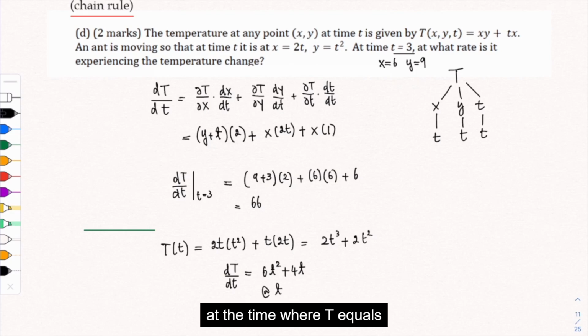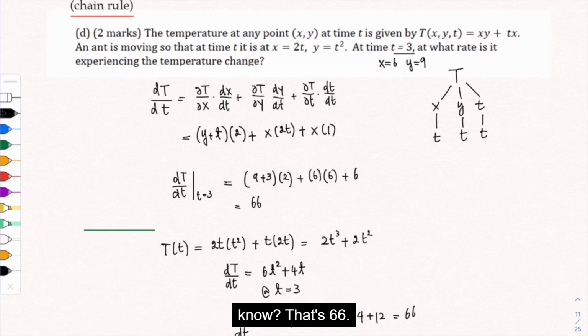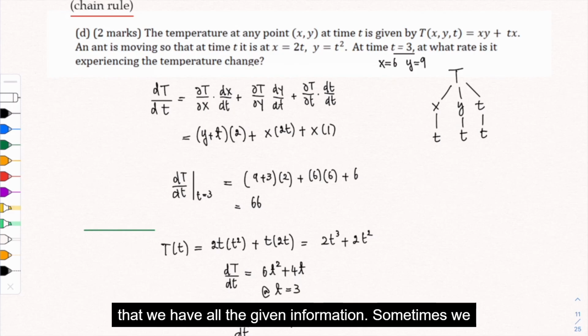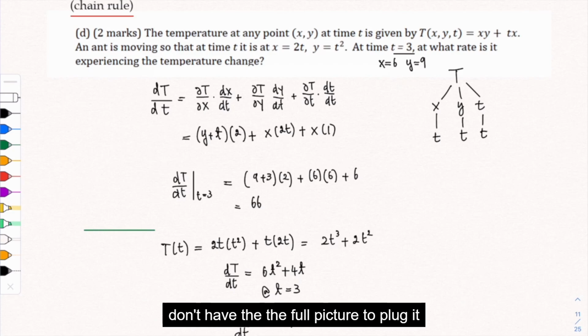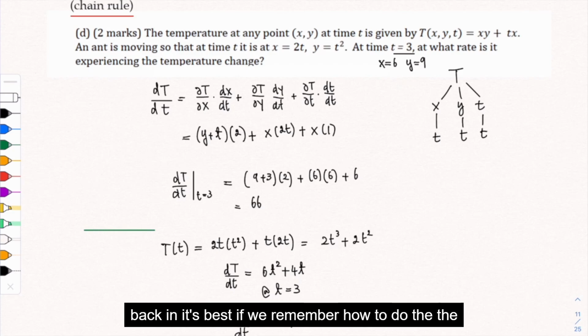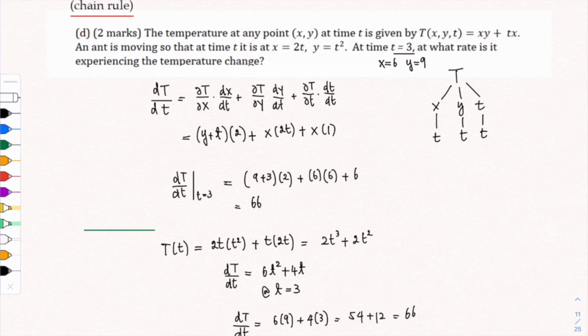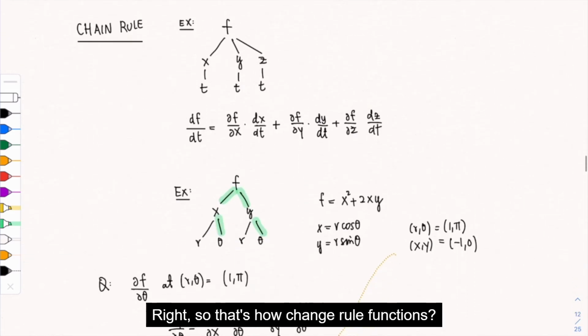Now at the time where t equals 3, dT/dt is equal to 6 times 9 plus 4 times 3, which is 54 plus 12, and what do you know, that's 66. So you had that option here, but to be fair, it's not always that we get to do this. It's not always that we have all the given information. Sometimes we don't have the full picture to plug it back in. It's best if we remember how to do the chain rule tree, and then work out the chain rule in its general form. So that's how the chain rule functions.